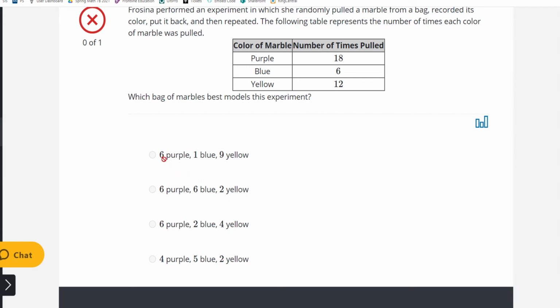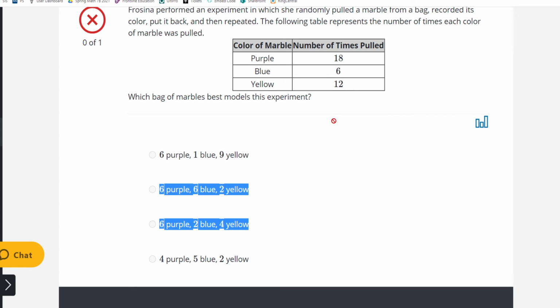Okay, so when I'm looking through my answer choices here, I'm looking for any choice where purple has the most. So purple has 6 here, but 9 has yellow. So that's a nope, because purple needs to have the most. Here purple is tied, so that could work maybe. Here purple has the most. Here purple does not.